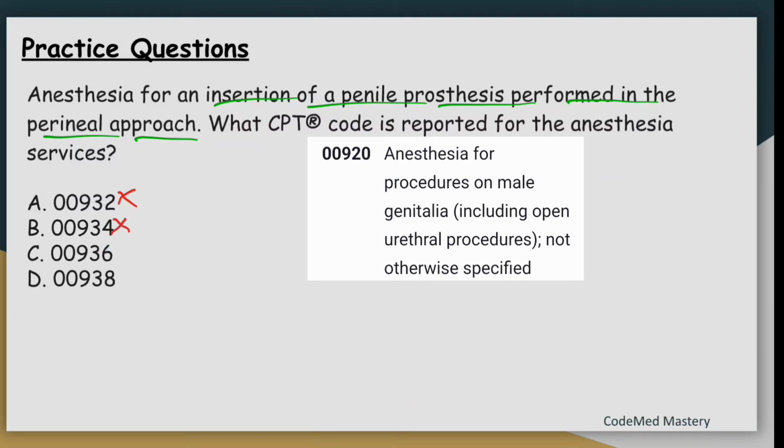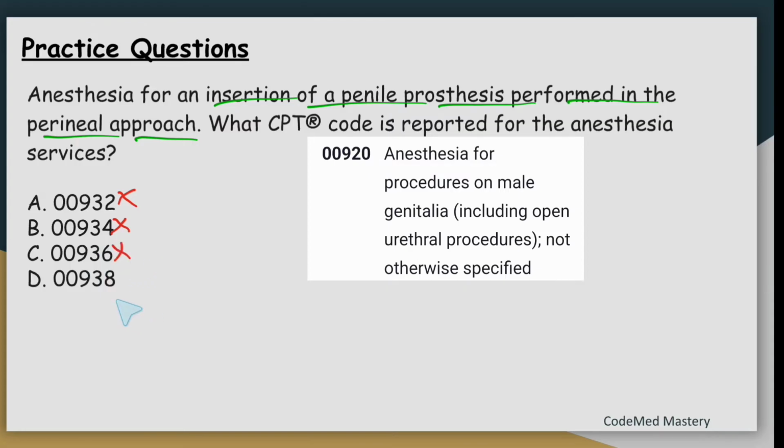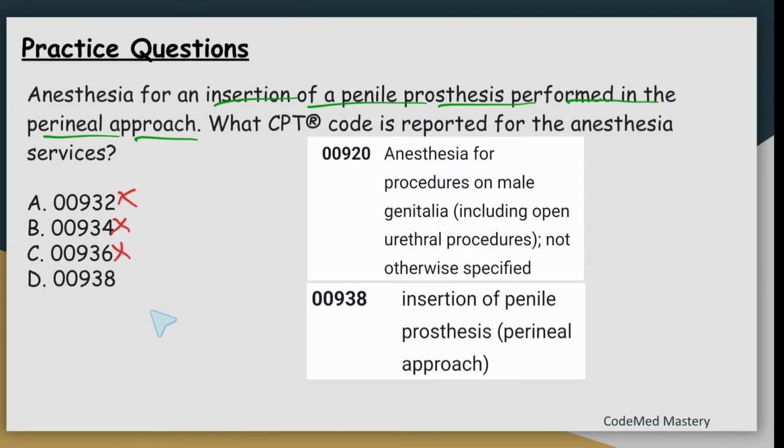Coming to option C, 00936, that is for radical amputation of penis with bilateral inguinal and iliac lymph adenectomy. So that is also wrong. The right answer is option D, 00938. Check the code, which is for anesthesia for procedures on male genitalia, insertion of penile prosthesis, perineal approach. So that is exactly matching with the question. So option D is the right answer.